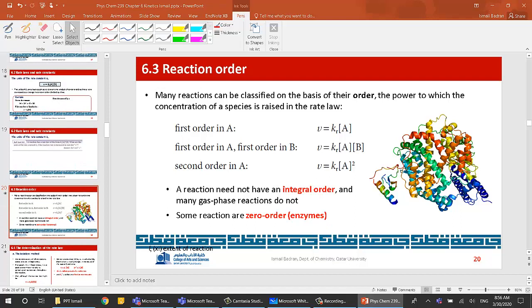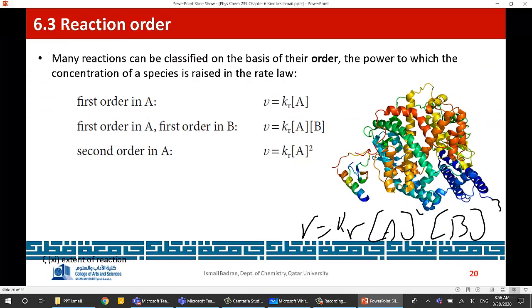Let's say rate is equal to Kr times A power 2 in B power 3. So in this case we say this is second order in A, third order in B. Total order is 5. This is fifth order in total. So this is how you determine the order.